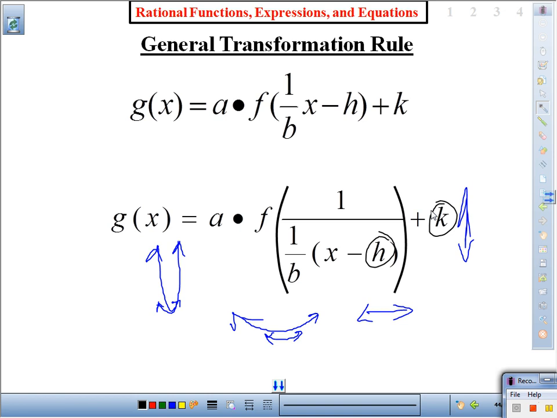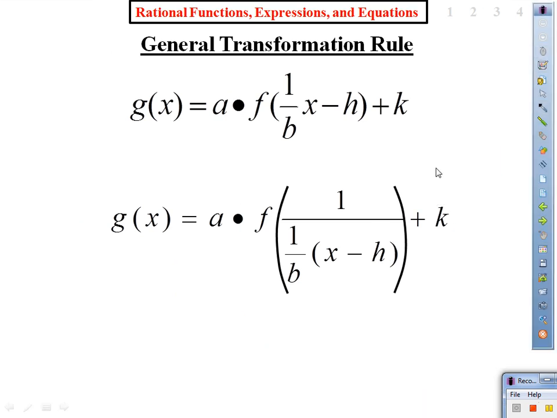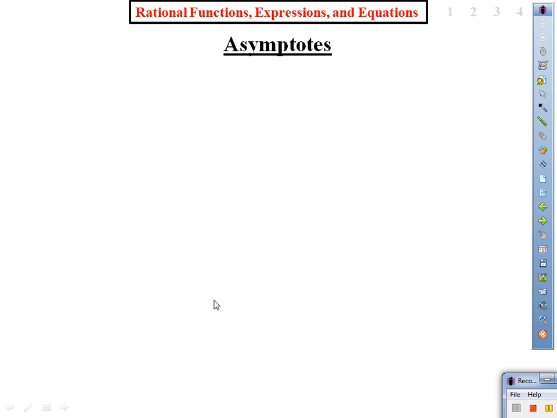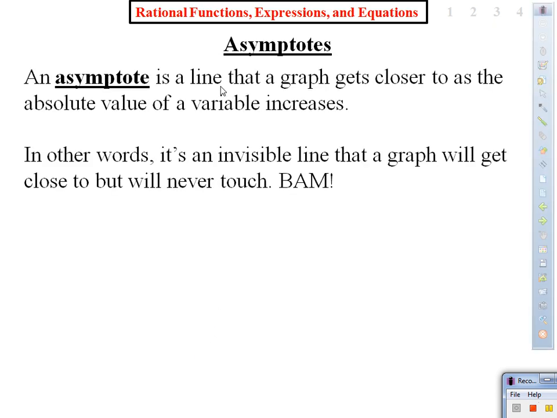Not only to move, but it's going to serve a second purpose, and I'll show you that in a little bit. So, according to the steps I gave you guys, the first step is identifying asymptotes. So here you go. What are asymptotes? According to the definition given, they are a line that a graph gets closer to as the absolute value of the variable increases. That's too wordy and kind of confusing. In other words, it's an invisible line that a graph will get close to but will never touch. Is that a little bit better?